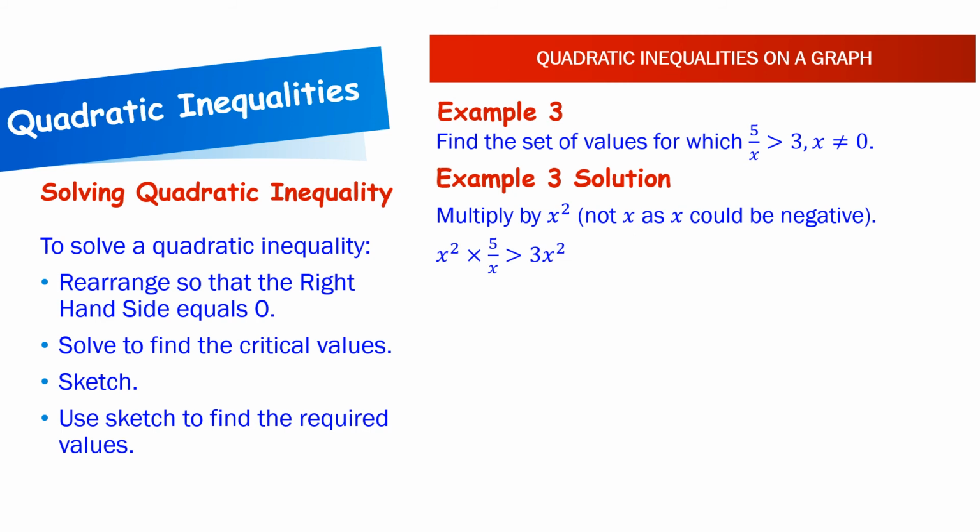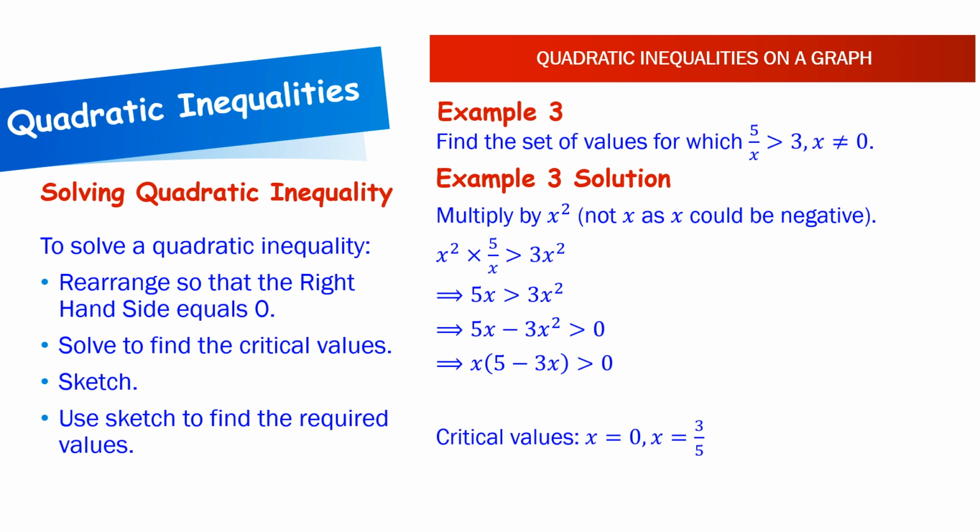So multiplying by x squared gives us x squared times 5 over x is greater than 3 times x squared. And cancelling gives us that 5x is greater than 3x squared. Then rearranging so that we have a 0 on the right hand side gives us 5x minus 3x squared is greater than 0. And then factorising gives us x times 5 minus 3x is greater than 0. And therefore we have the critical values, which are x equals 0 and x equals 3 over 5. So let's plot these.